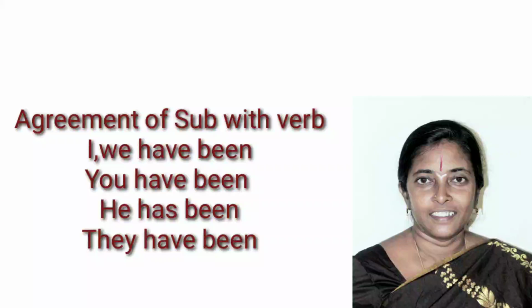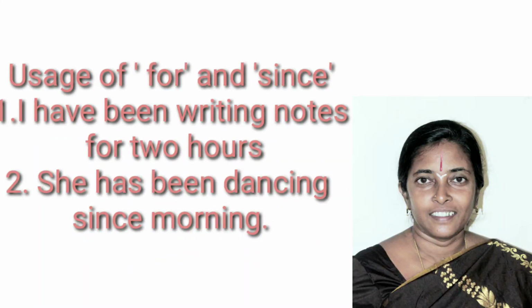Or you can say Kishore and Balu have been singing for 1 hour. Now let us know the usage of for and since. Whenever we use present perfect continuous tense, these are being followed by either for or since. When do we use for and when do we use since? When a period of time is given, then we can use for, or if any specific time is given, then we have to use since.